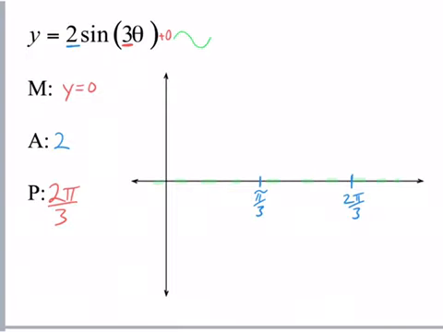And now we want to take and do the amplitude. And if you look at the amplitude, it's 2. So what that means is the graph from this midline is going to go up 2 and down 2. So you're going to go up 2, and then you're going to go down 2. Now, if you want to, you could put the increments in the middle, if you want. But that's what's happening. You're going to go up 2, down 2, up 2, down 2, within 2 pi over 3.